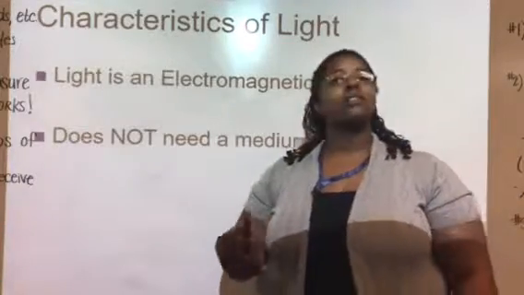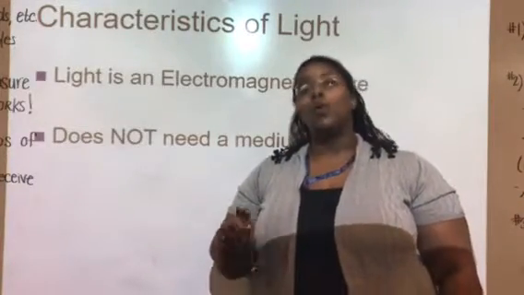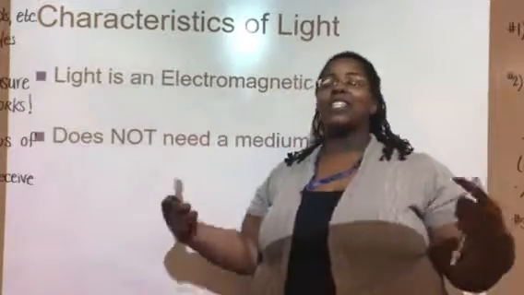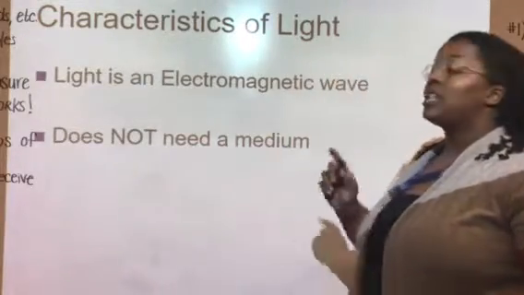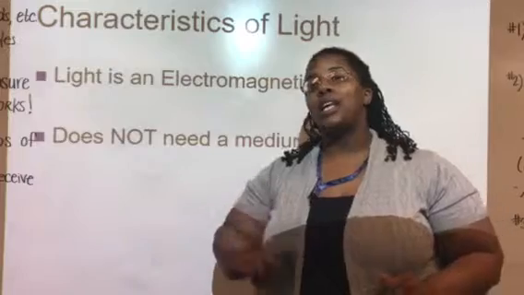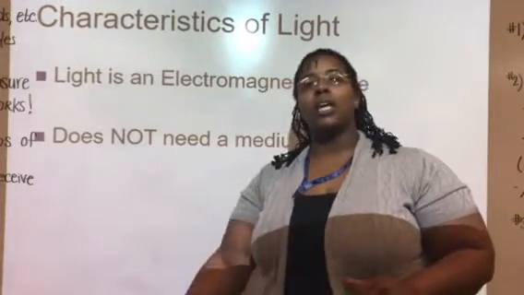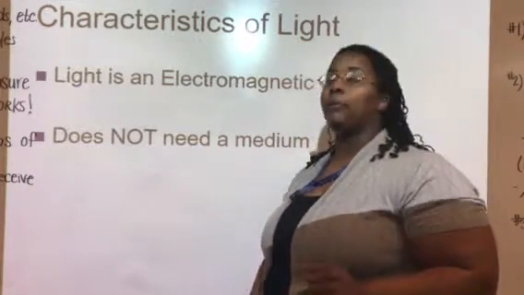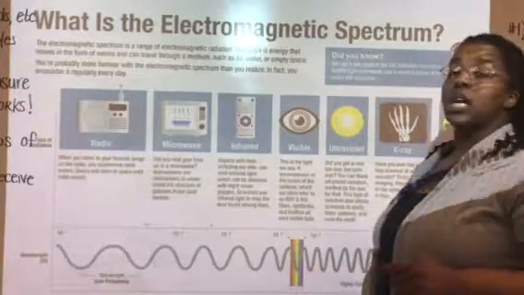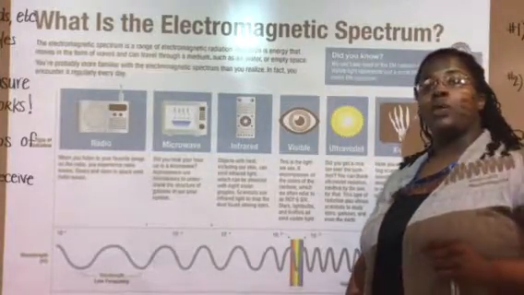So light does not require a medium, which is why there are areas of light in space. It's also the reason that you do not hear sound in space, because sound is mechanical and it does require a medium. There are several different types of electromagnetic waves.